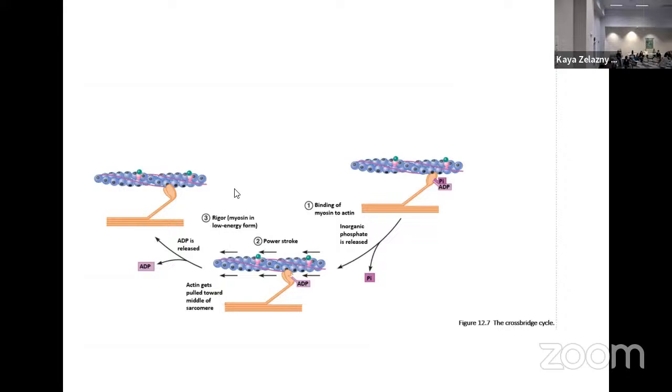So that's our third step. So when we're kind of like stuck in this place, we've already pushed the actin towards the middle, and we've let go of the ADP and the phosphate ion totally.